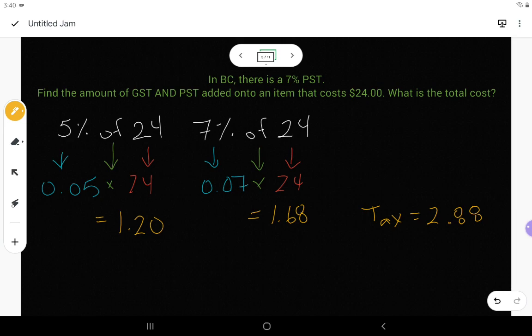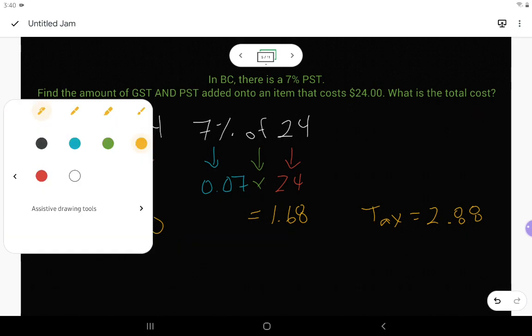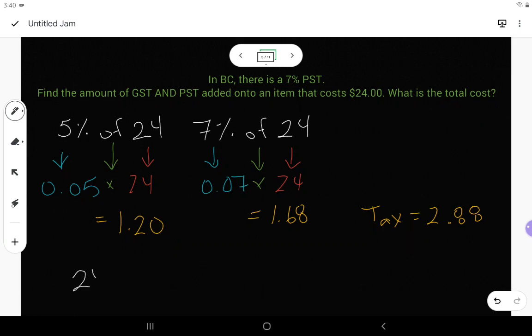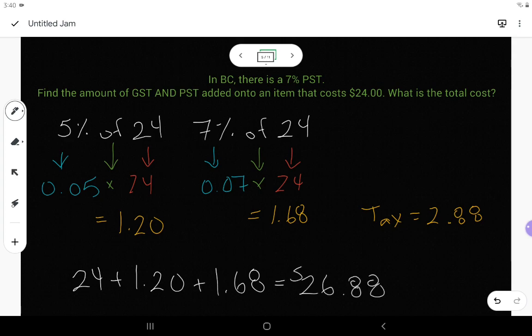So in total, my taxes now, with the 5% and the 7%, come to $2.88. Now notice, when I took the tax, I found 5% of 24 and 7% of 24. Taxes are always on this price. I don't tax on top of a tax. So taxes are always going to be on the cost of the item. Okay? So if I look at adding everything all together, I had $24 plus $1.20 for the GST plus $1.68 for my PST, and in total that gives me $26.88 as the final cost of my item.